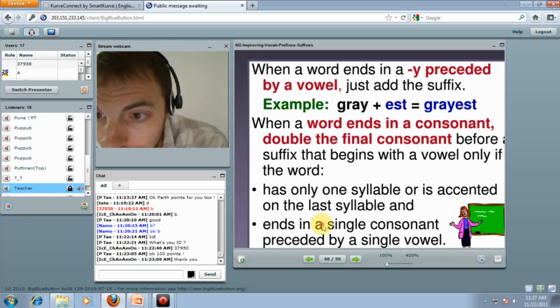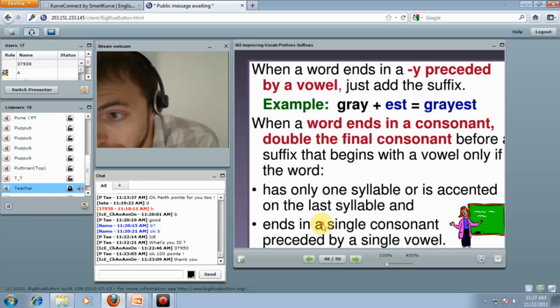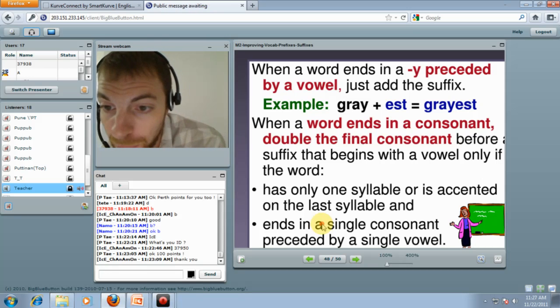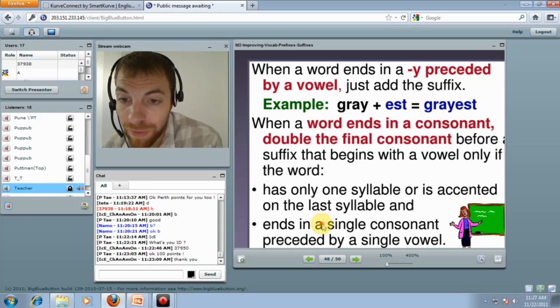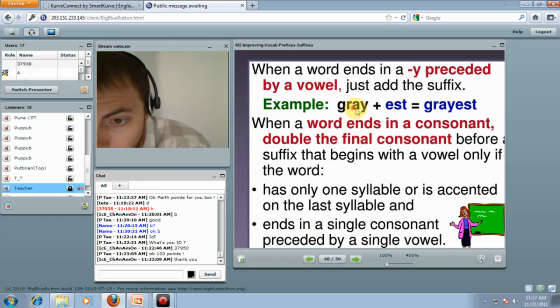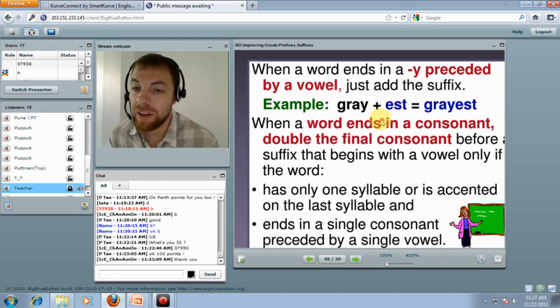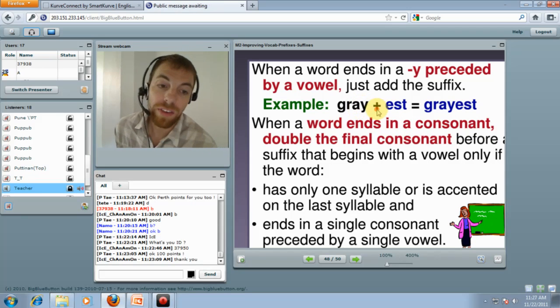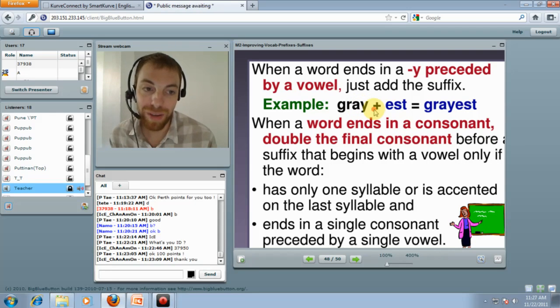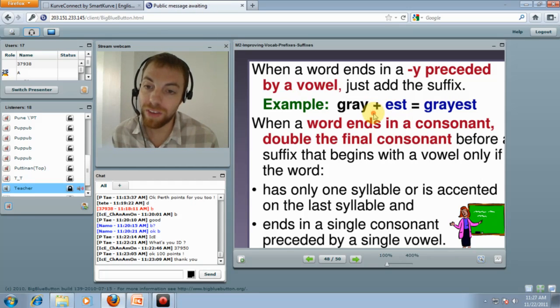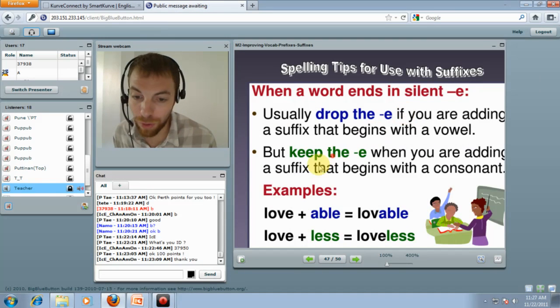Now, when a word ends in a Y preceded by a vowel, just add the suffix. So for example, gray plus -est becomes grayest. Y is a letter in English that sometimes is a vowel, sometimes not. So this rule that we talk about here is usually for the letter E. So if it's E and another vowel, then we're going to change.